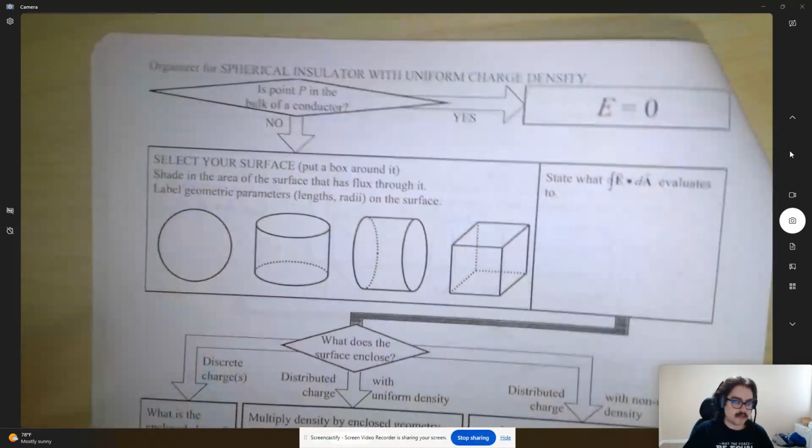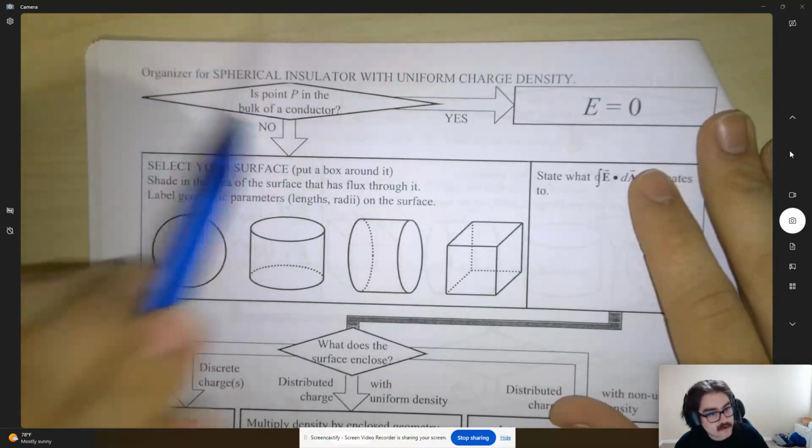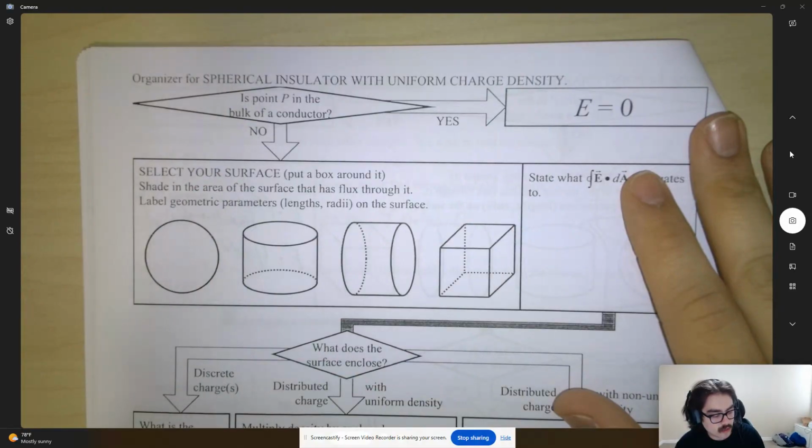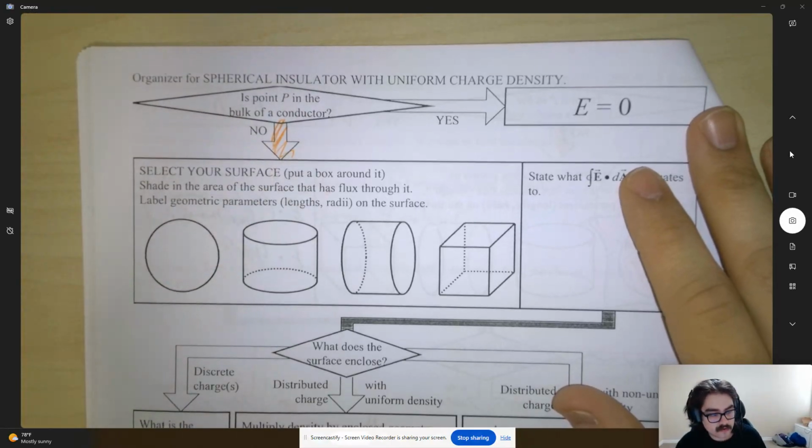Okay. So now it says to find the electric field inside of the insulator, and we can use the organizer on this previous page to solve that for us. We are in the bulk, but we are not in the bulk of a conductor. We're in the bulk of an insulator. So I'm going to have to say no to this, even though I am in the bulk of an insulator.